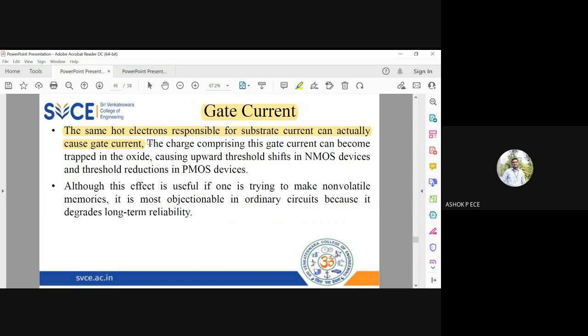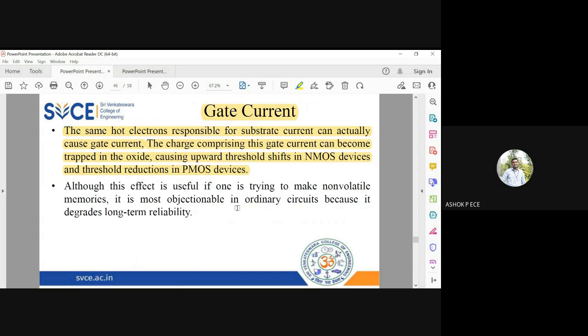But because of these processes, there can be a very, very small amount of gate current flowing through your device. So the charge comprising this gate current can be trapped in the oxide region, causing upward threshold shift in NMOS and reduction in PMOS. Because of this gate current, what is the issue? Threshold voltage will increase for NMOS, whereas threshold voltage will reduce for PMOS. This happens because of the gate current.